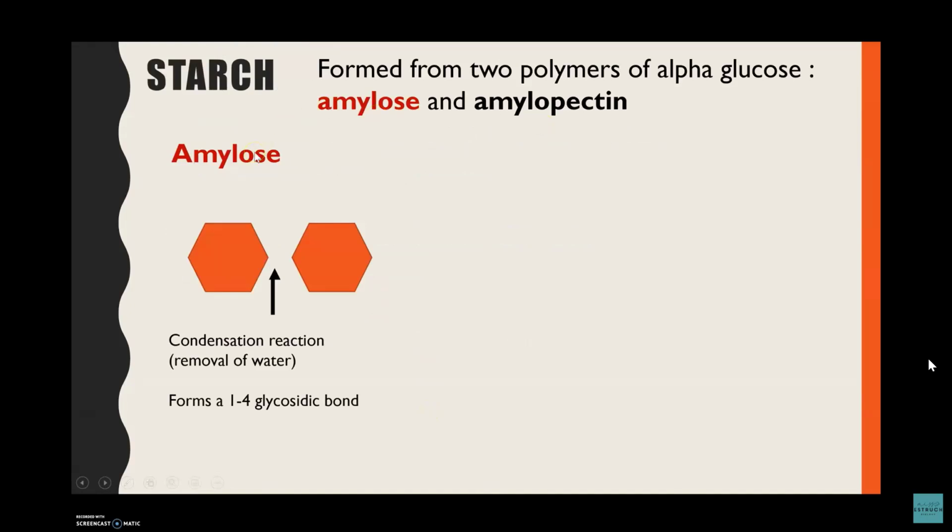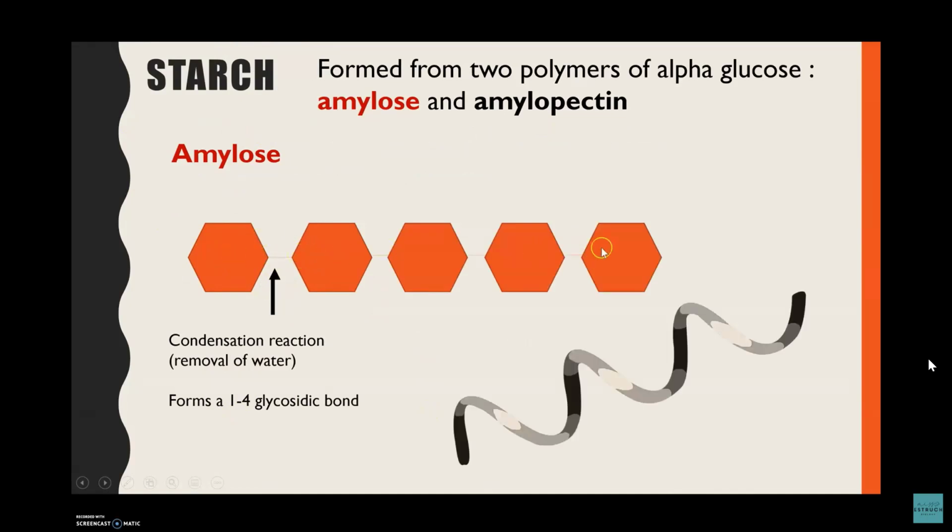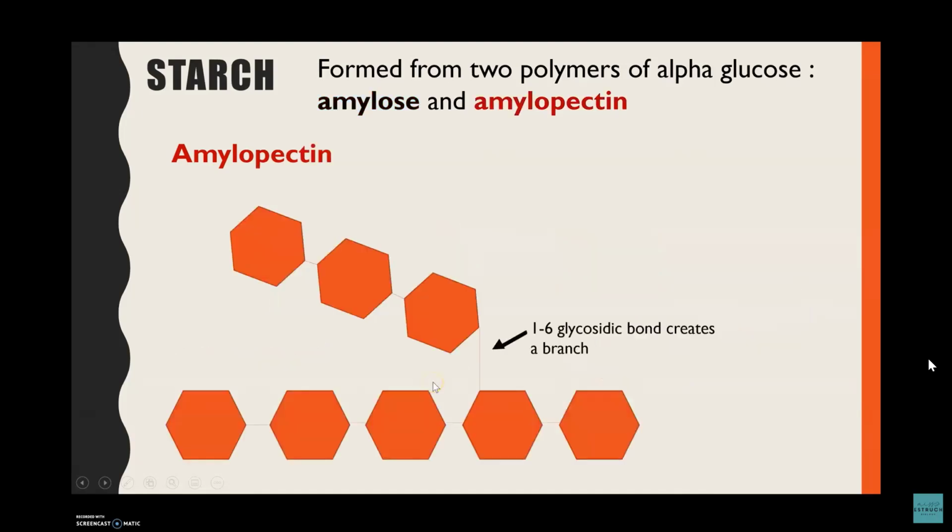Amylose is the first structure that we'll go through. So it's created by condensation reactions. In this case for amylose, the bond, the glycosidic bond, forms between carbon 1 and carbon 4. And this will happen over and over and over because it's a polymer, it repeatedly happens. Now that unbranched chain of amylose coils up to make a helix. So that is our structure amylose, but there's also amylopectin.